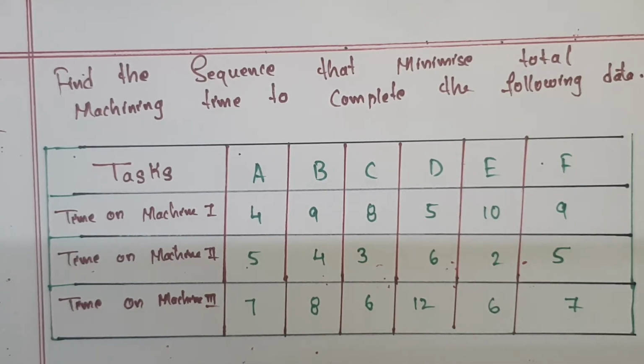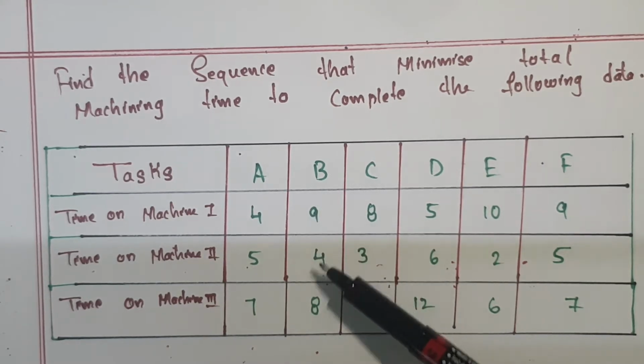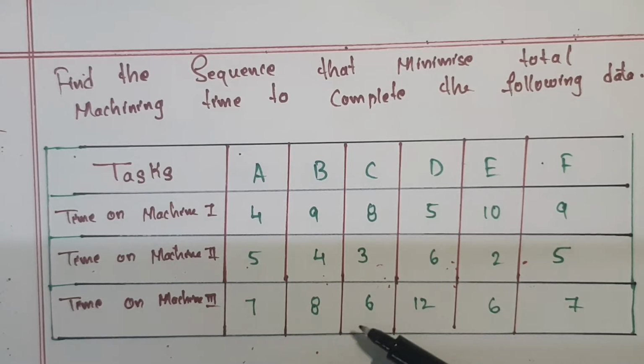Like this it is given. As you can see here, the machine 3 value is higher than machine 2. So whenever this situation is there, if M3 is greater than M2, what you can do is this 5 you have to add on the upside as well as on the bottom side. This 4 you have to add here as well as here, this 3 add with 8 and add with 6, this 6 add with 5, add with 12, this 2 add with 10 and add with 6, this 5 add with 9 and add with 7. Like this it will be there.